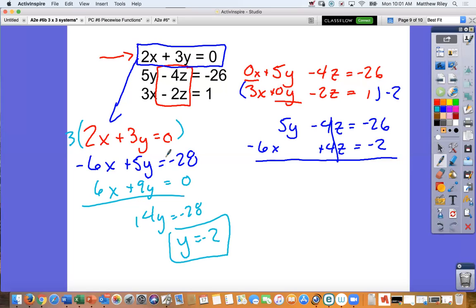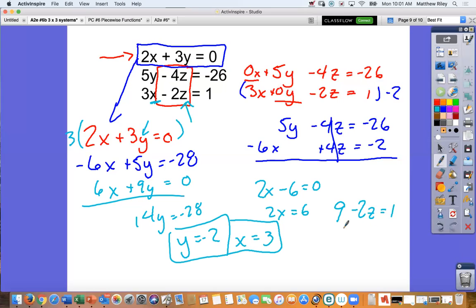So Y is -2. I'm gonna plug it back in right here. Your X is 3. And guess what? Once you have X and Y, plug it back into one of these to find Z. I'll plug it in right here. So 3x minus 9, there you go. Any questions?